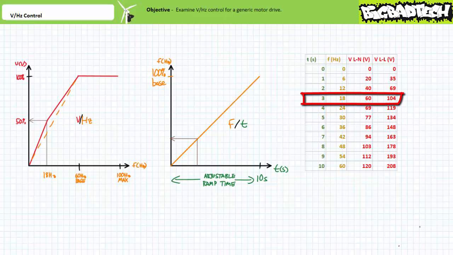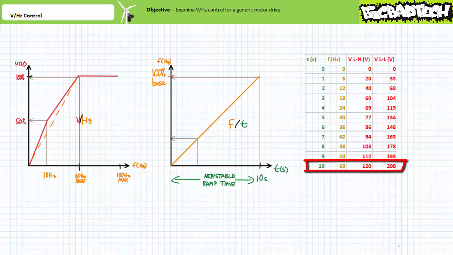For example, if it takes 3 seconds to ramp up from 0 to 18 Hz, it takes 3 seconds for voltage to go from 0 to 50%. It then takes the remaining 7 seconds for excitation frequency to go from 18 to 60 Hz, at the same time applied voltage goes from 50 to 100%. Like I said, we'll examine acceleration and deceleration ramp rates and profiles in later lectures.